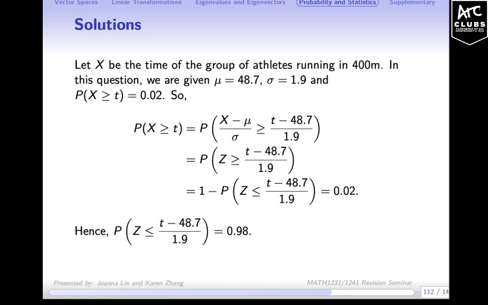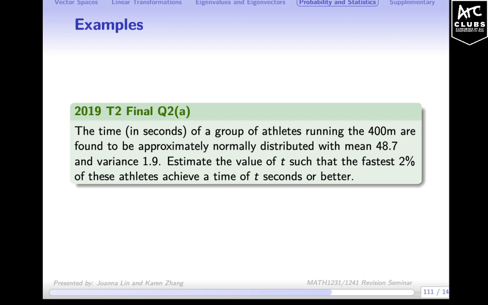Okay, so in this question, we're given mean is 48.7, and this here should actually be the square root. I'm sorry about that. It should be square root of 1.9. And the question asks us to estimate a value of t such that the fastest 2% achieve a time of t seconds or better, right?